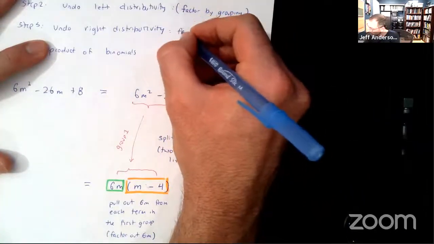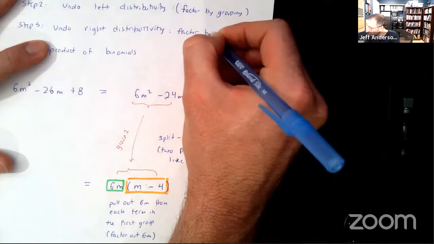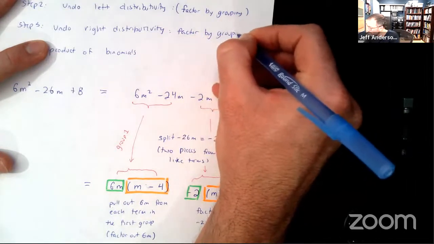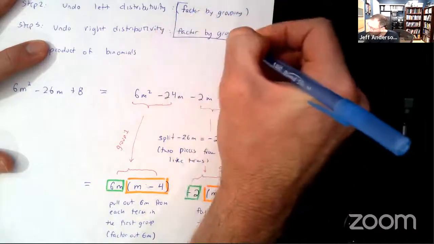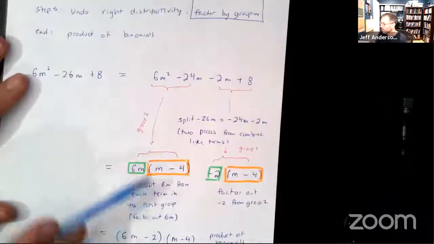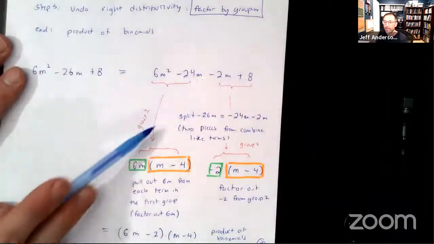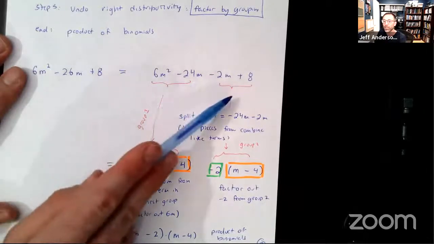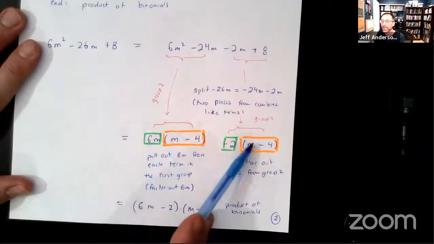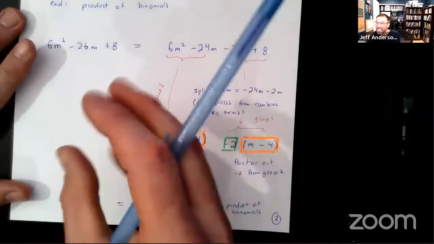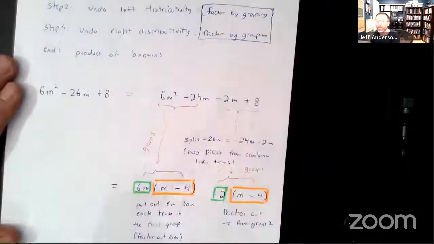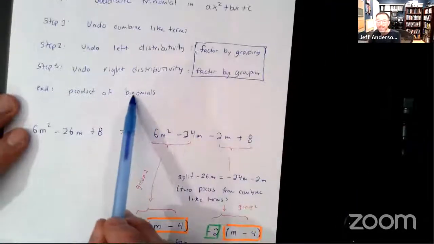So this was also factor by grouping. The two of those together, when we undo left and right distributivity, that is entirely called factor by grouping. There's two steps of it. First is to group both together and look for a common term in each group. And then the second is, assuming that these two terms that we get are the same, that's where we pull them out. So that's how we do that.